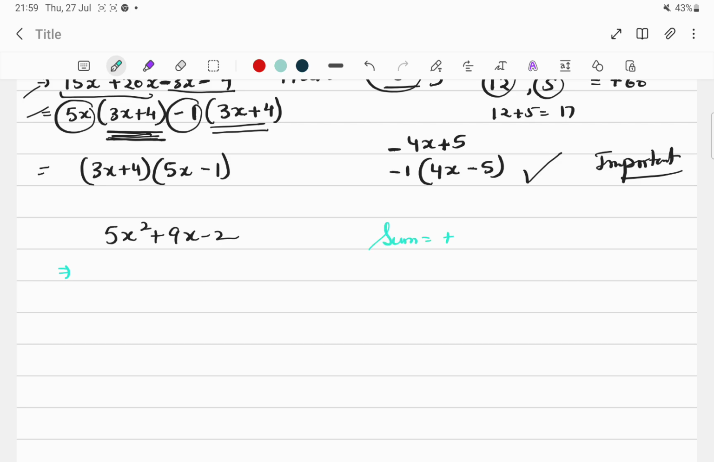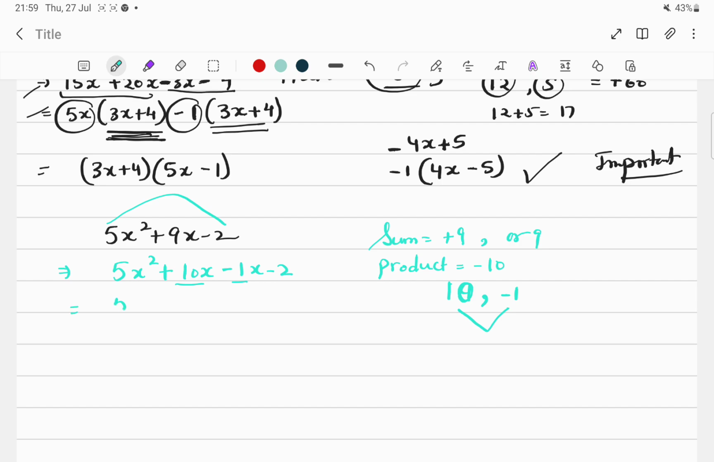The sum is plus 9, and the product is equal to negative 10, that is 5 times negative 2. So the numbers will be 10 and minus 1, because if you multiply them you get negative 10, and if you add them you get plus 9. So I will write 5x squared plus 10x minus 1x minus 2. Again, you can write it in a different order also, like minus 1x before 10x.